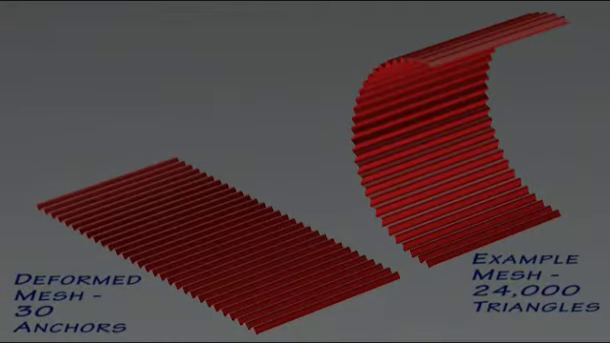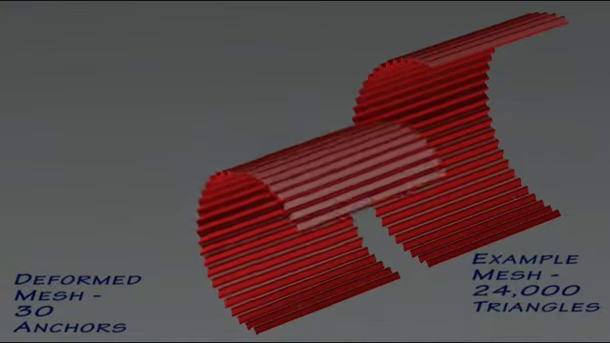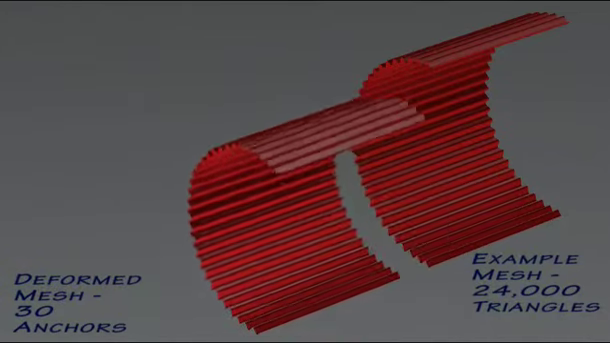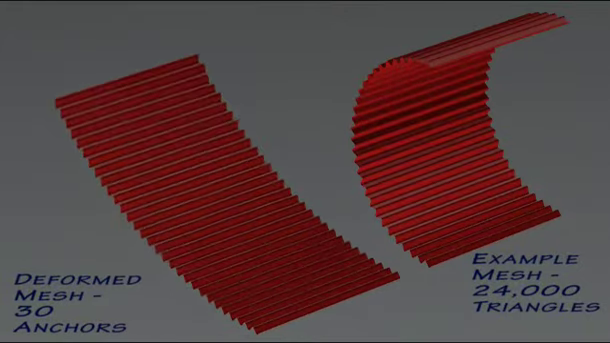When given a model of a plate with sinusoidal waves and one example of a 180-degree bend, the plane is perfectly deformed into the example and even extrapolated much further using only 30 anchors among 24,000 triangles.